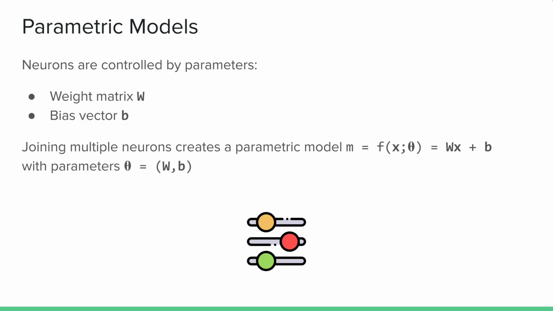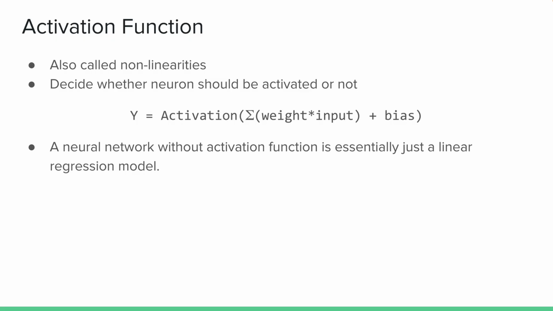other. Neural networks are parametric models, and they are controlled by the weight matrix W that we've seen before and a bias vector. And if you join multiple neurons, you create this whole parametric model that you can write like this. The activation function is also called nonlinearities, and it decides basically whether the neuron should be active or not.